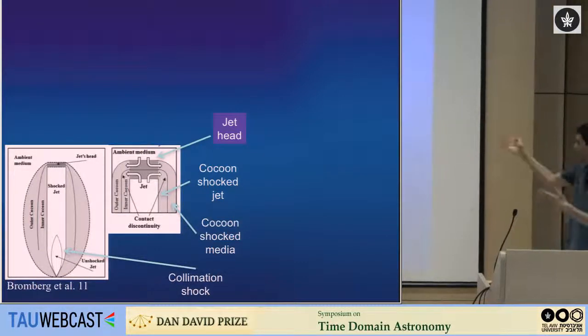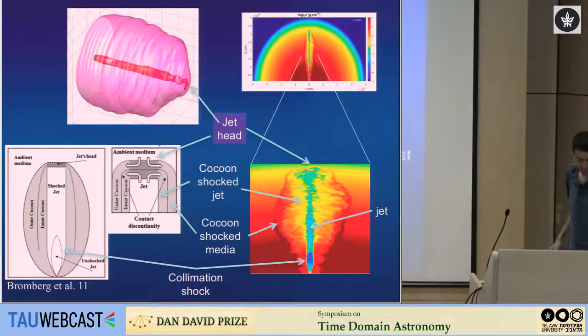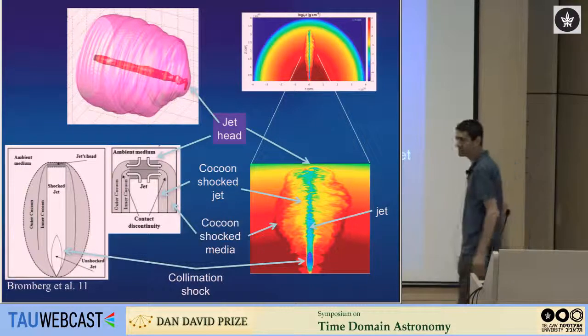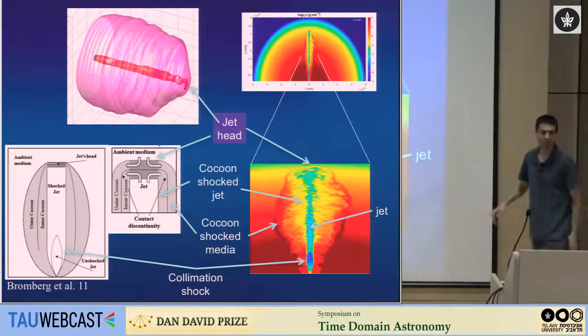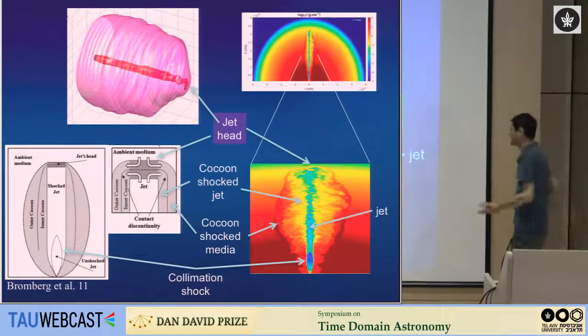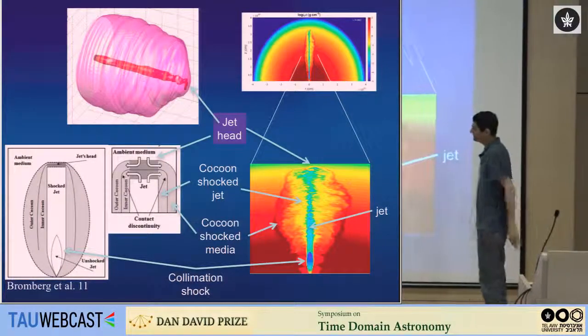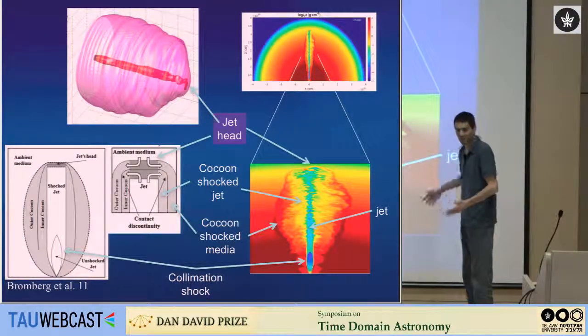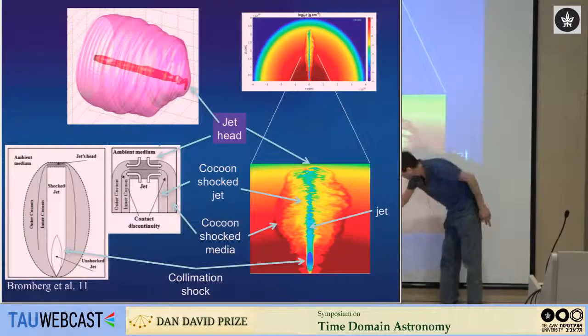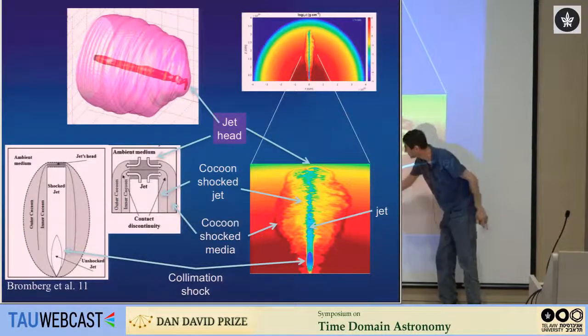So this is a cartoon. This is a slightly more elaborate cartoon obtained on a computer. You can see here again the same features, slightly more messy, but the same features. You see the collimation shock: the jet here is conical, and it becomes cylindrical. Here is the shock that collimates it.